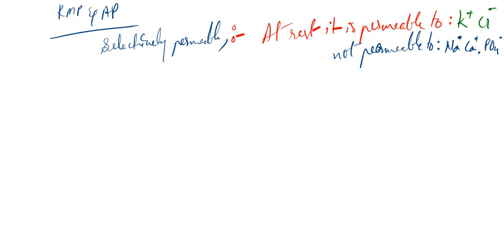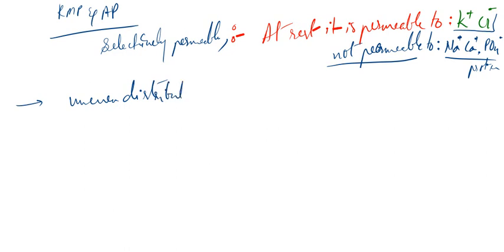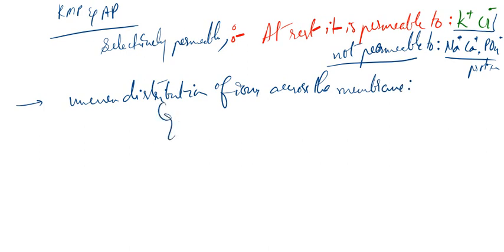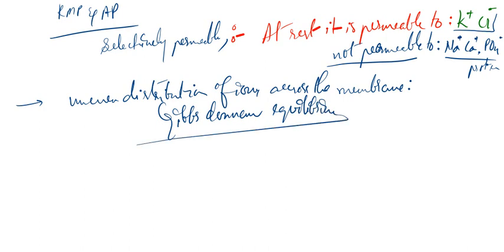Calcium and phosphates, right? So potassium and chlorine are diffusible ions, whereas the membrane is not permeable to sodium, calcium, phosphates and proteins. Now there is actually an uneven distribution of ions all across the membrane. Please remember this, all across the membrane. This is what is called the Gibbs-Donan equilibrium. Remember, this is called the Gibbs-Donan equilibrium.